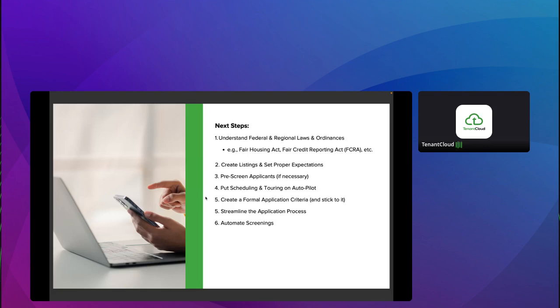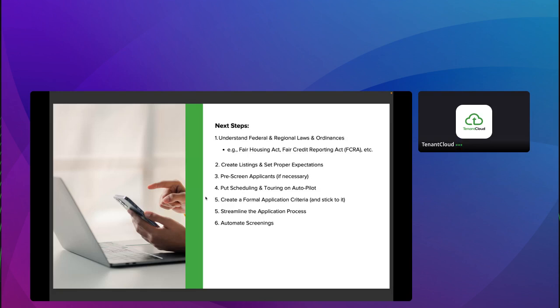Put scheduling and touring on autopilot. In Tenant Cloud, you can do all of these things. You can pre-screen applicants with pre-screening questions. You can put your scheduling and touring on autopilot or at least partial autopilot. When people inquire about your listing, they can request to schedule a tour with you. You can put that on your calendar. And that's all in the customer relationship management tool, the CRM in Tenant Cloud, where you can track a lot of that stuff.